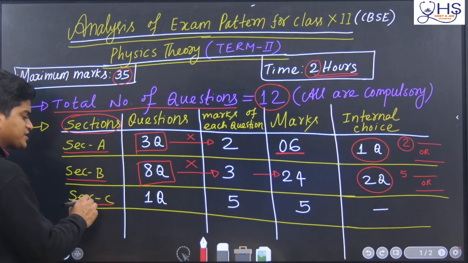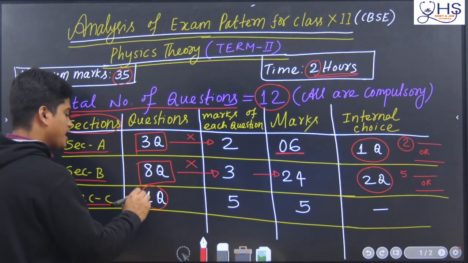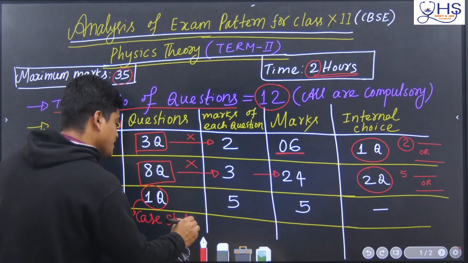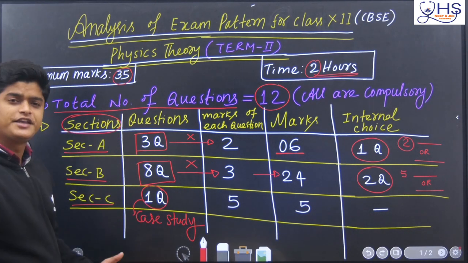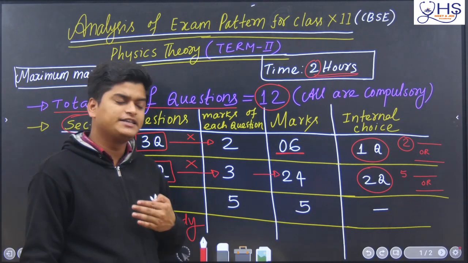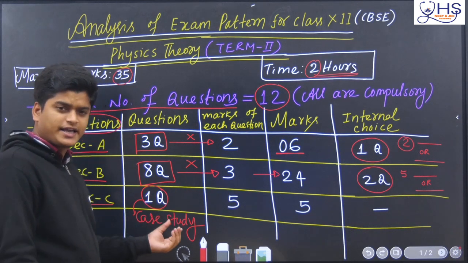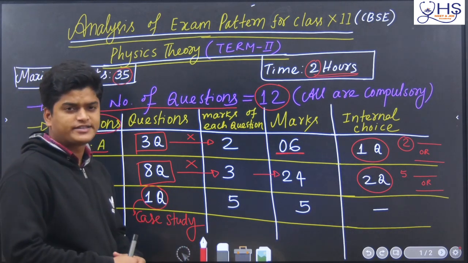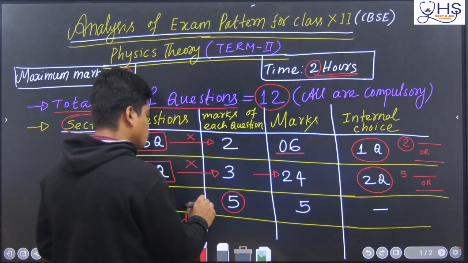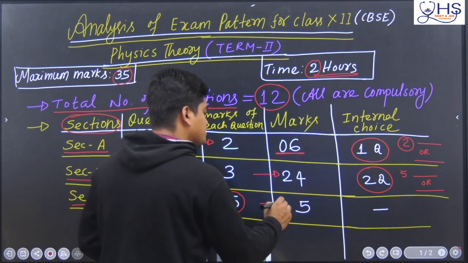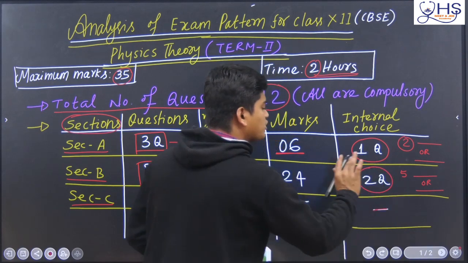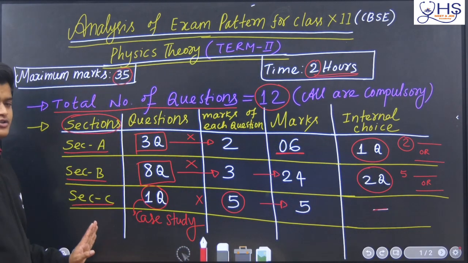And from section C you will have only one question, and that will be a case study question. They will give some situation, and from that situation they will ask 5 types of questions like A, B, C, D, E. You have to study that case properly and answer accordingly. The total will be 5 marks, because one question carries 5 marks. And there will be no internal choice for the section C case study question.